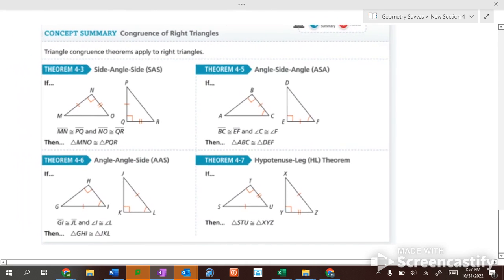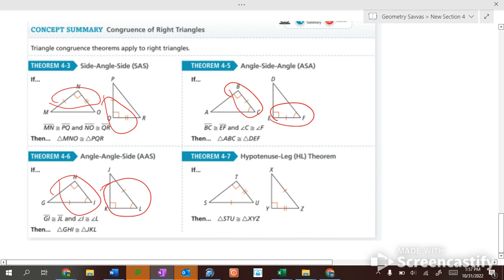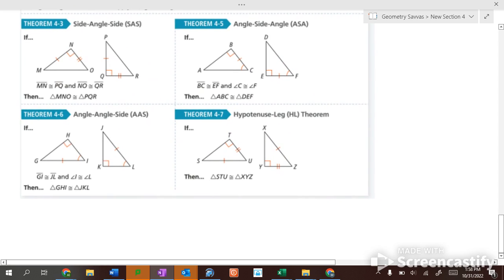So why are triangles congruent? Well, you've got side angle side that they could be congruent by. You could have angle side angle. You could have angle angle side. And you can have hypotenuse leg. Those are 4 different ways to prove right triangles congruent. The first 3 we've already had up until today, and now the 4th one is hypotenuse leg. So, there you go. Yeah, there we go for right now.